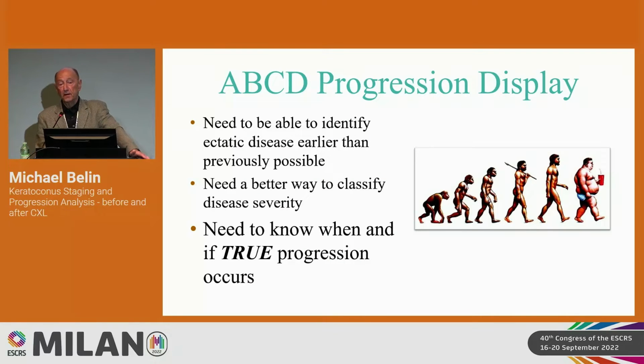But we need to identify the individual patient. When that individual patient progresses, we also need to be able to identify true progression before changes in Kmax. I think everyone now in cross-linking and refractive surgery realizes that Kmax in itself is a very poor parameter. To have changes in Kmax means that you had further degradation of the anterior surface and usually further degradation of visual function. We also need to know when and if true progression occurs.